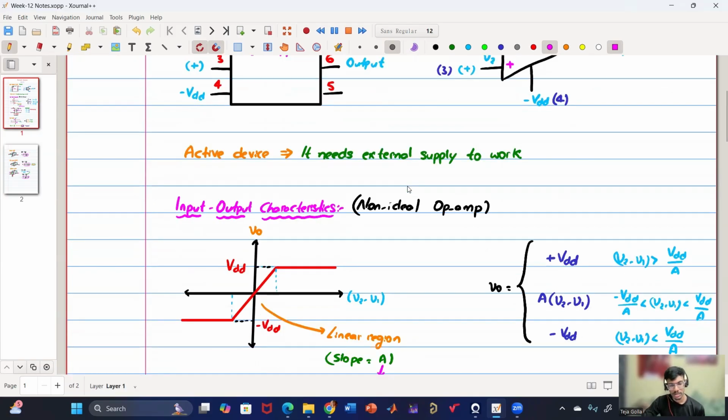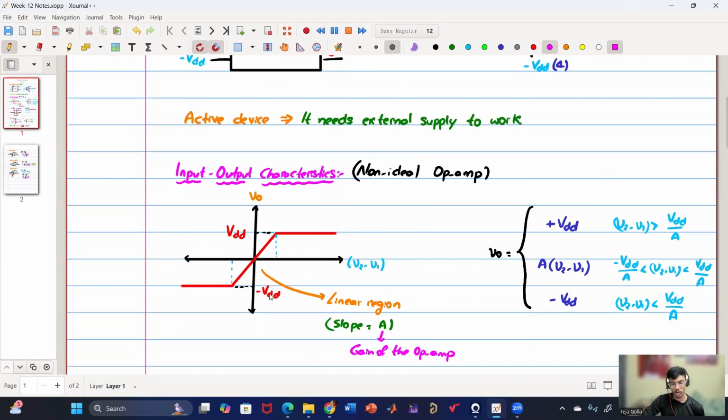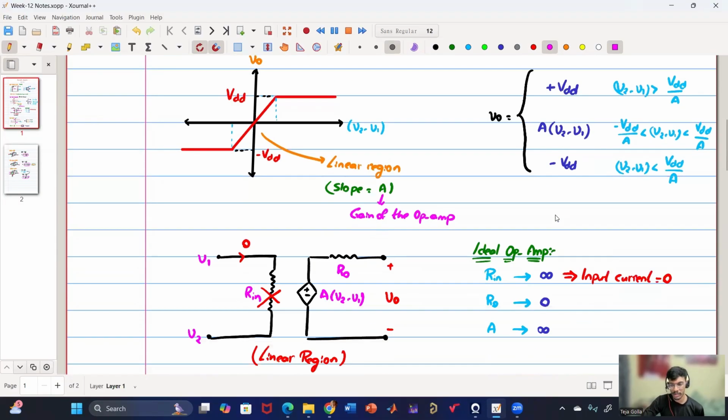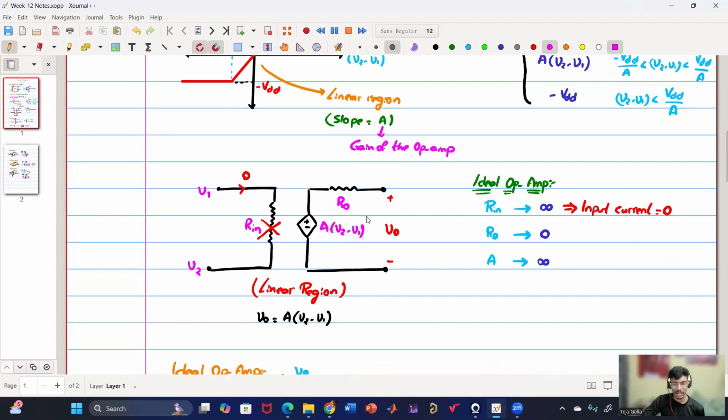And first we discussed the input output characteristics for a non-ideal op-amp, and it has a saturation region as well as the linear region. And the slope of the linear region A is called the gain of the op-amp. And depending upon the difference between the inputs, output can be minus VDD, or A into V2 minus V1, or plus VDD. So we have three options: plus VDD, minus VDD, or A into V2 minus V1. And if we draw the electrical equivalent circuit of this, it looks something like this. And this is for the linear region, and we notice A into V2 minus V1.